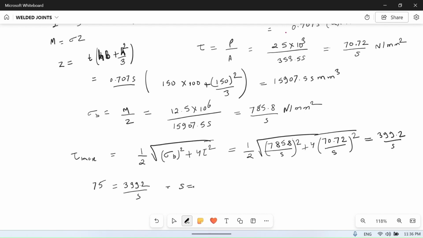So from here S will be equal to 399.2 divided by 75. So it will be equal to 5.32 mm. So this is the size of the weld, or the leg of the weld.